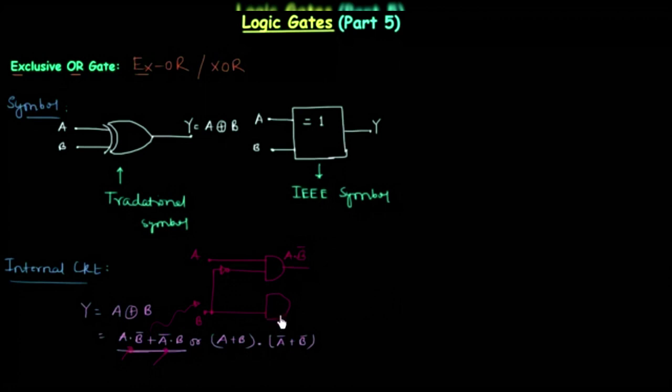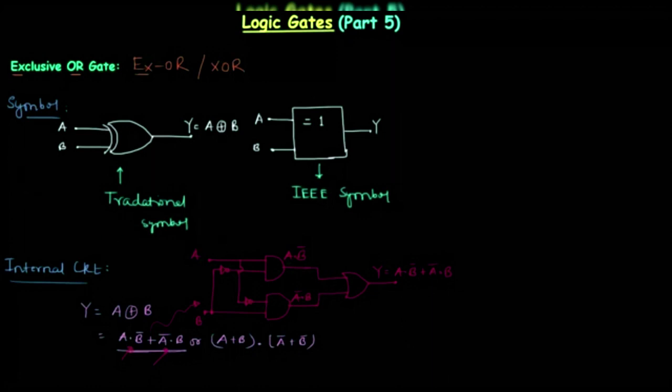For the second AND gate, the second input is A complement because we already have B. So I will take A from here, I will use a NOT gate, and this will give me A complement and B. Now we only have to OR them, so I will use a two input OR gate. These are the two inputs, and the output Y is simply equal to A and B complement, or A complement and B. So this is the internal circuit for XOR gate.